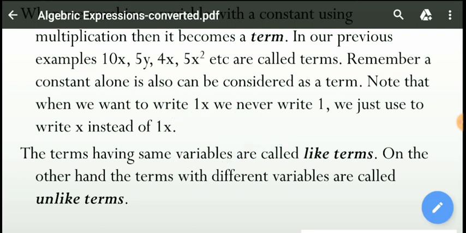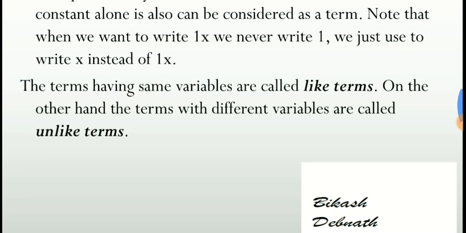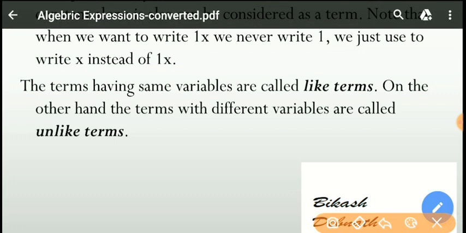The terms having the same variables are called like terms. On the other hand, the terms with different variables are called unlike terms. Very good. So like fraction and unlike fraction we have studied. Yes or no? But in here we are getting another thing, that is like terms and unlike terms. So what is like term and unlike term?